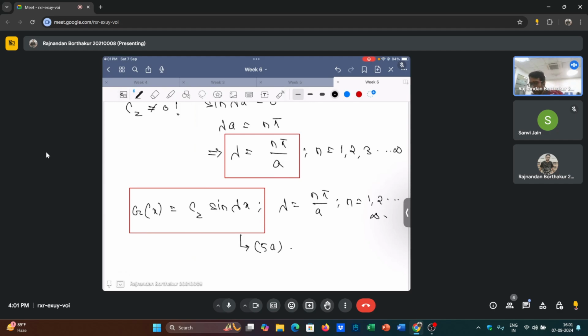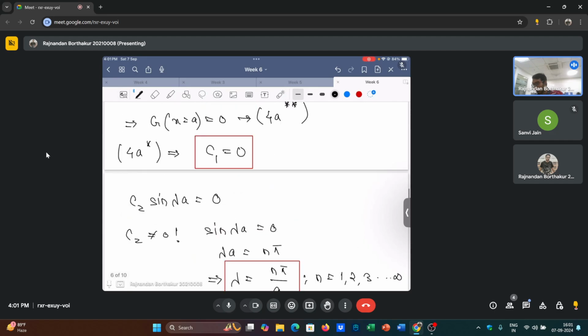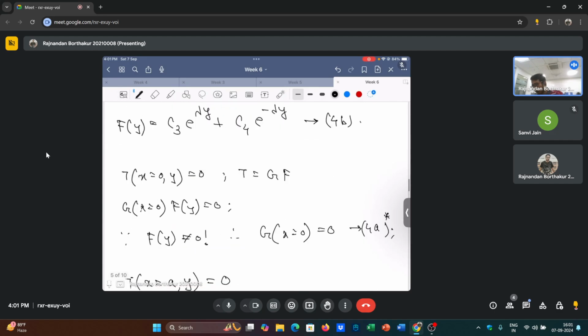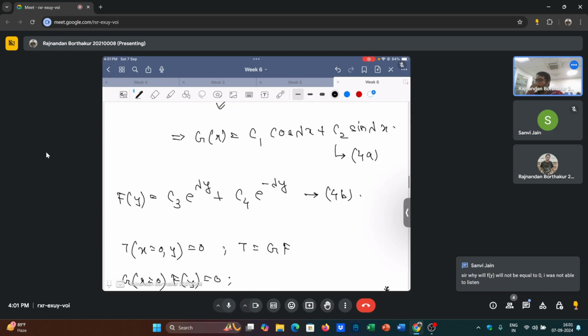So what we did is we have figured out, not completely, what this g of x is. Now what we need to do is solve it for the f of x. So f of x, we already know the form of f of x.